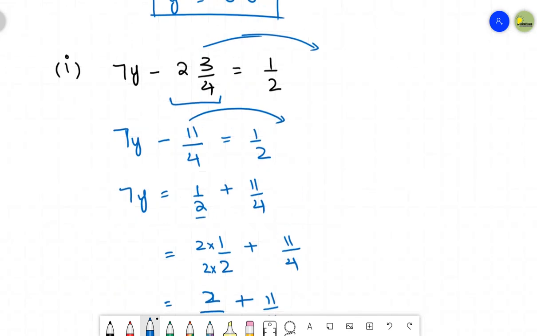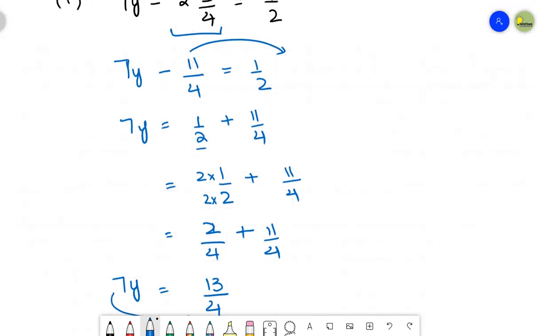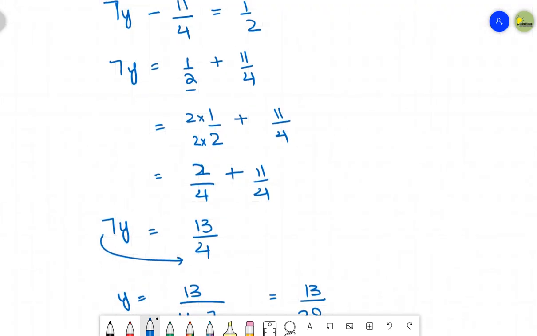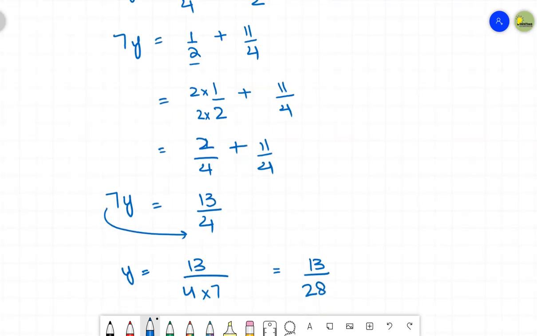Why? Because it was a somewhat complex question. So 7y minus 4 equals 8; 8 plus 11 is 11 upon 4 equals 1 upon 2. Now shift the fraction to the other side of the equation, it becomes 11 upon 4 plus 1 upon 2. We need to solve two fractions, so we need to make the denominators the same. 1 upon 2 becomes 2 upon 4, plus 11 upon 4, by multiplying it with 2.